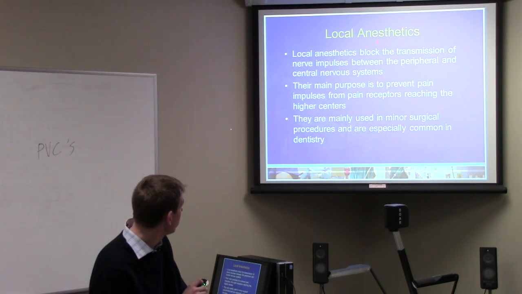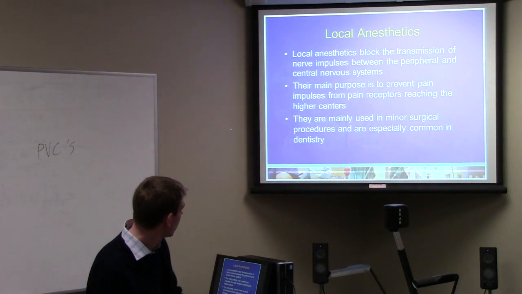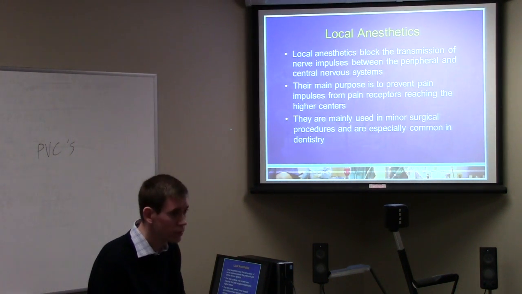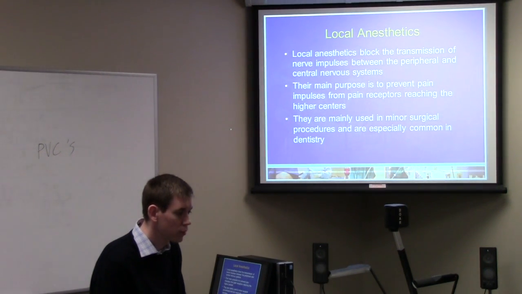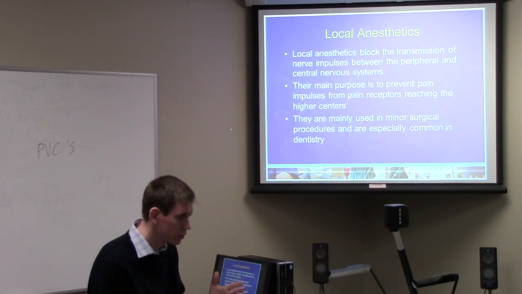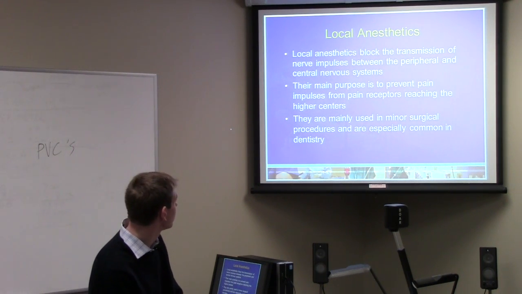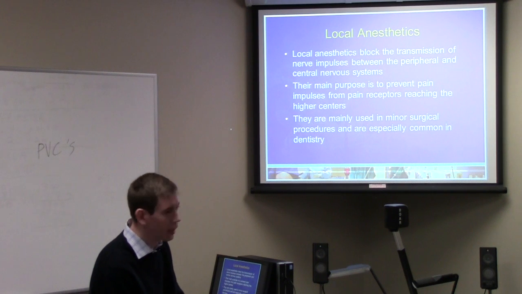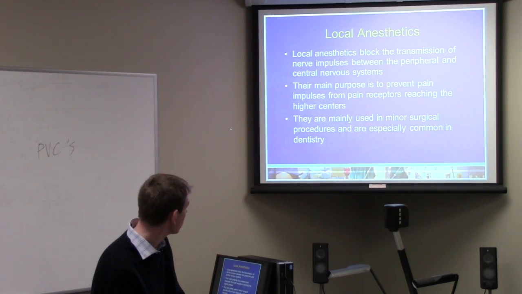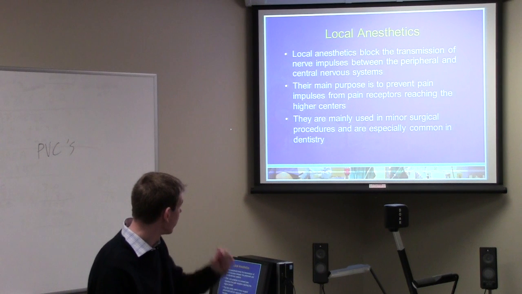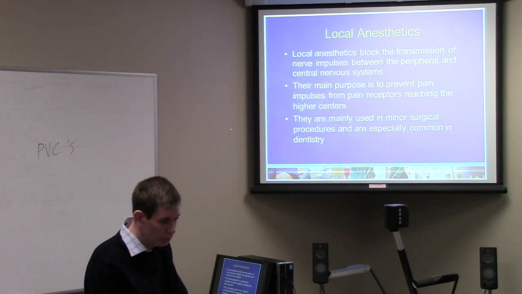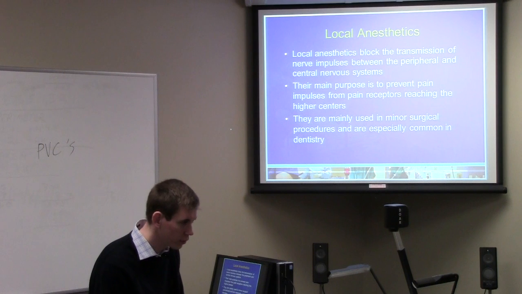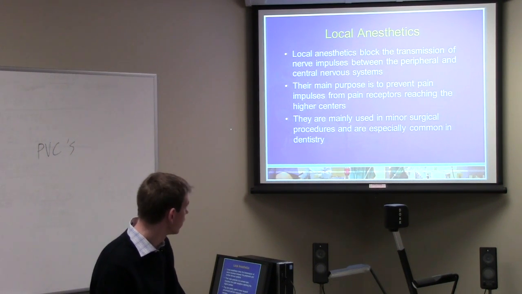And again, with local anesthetics, what we're doing is blocking that nerve impulse between the peripheral and central nervous system. Again, what we're trying to do here is prevent pain. Used for minor surgical procedures and very common in dentistry, but also in the ER, for example, it's used quite a bit there for procedures.